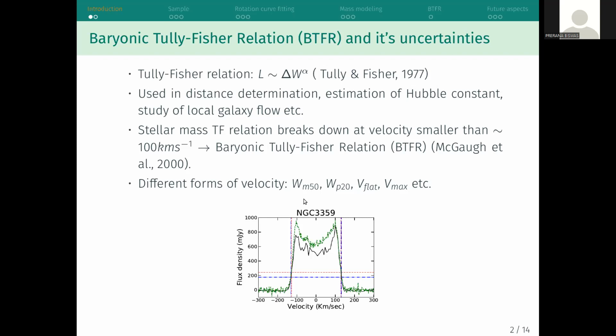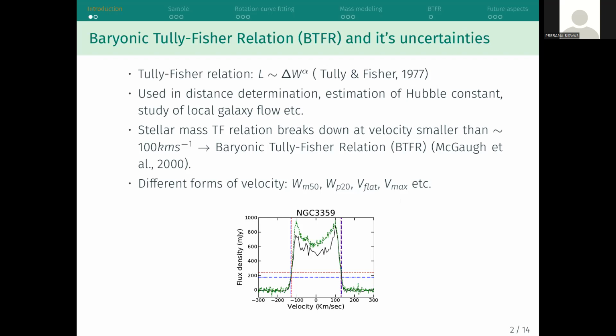So, for example, W_P50 and W_M50 are the widths of the global HI spectra, which indicate the rotation velocity at the edge of the galaxies. This is defined at 50% of the mean flux, this blue line, and W_P20 is at 20% of the peak flux, which is this red line. And also sometimes it is given by V_flat, which is the velocity at the flat part of the rotation curve, and V_max is the maximum velocity, which comes from the rotation curve.